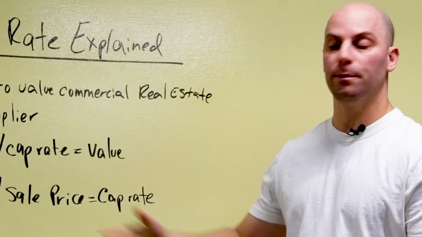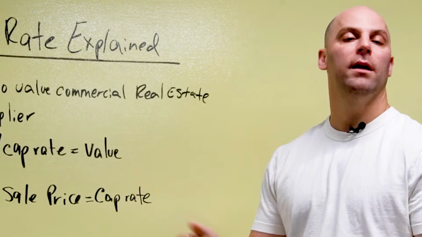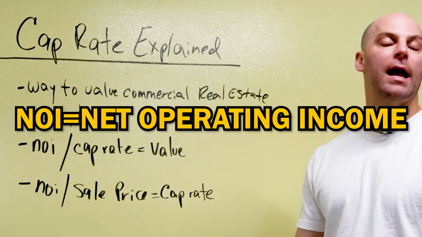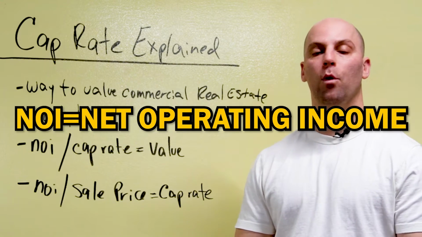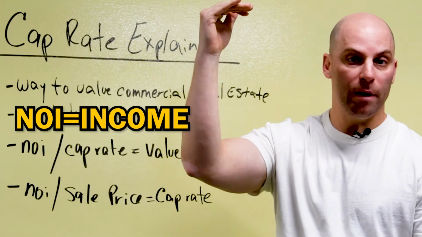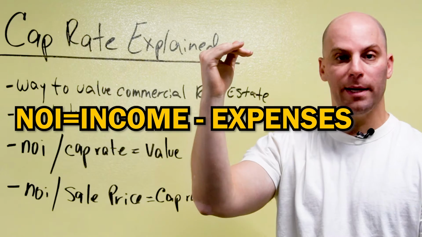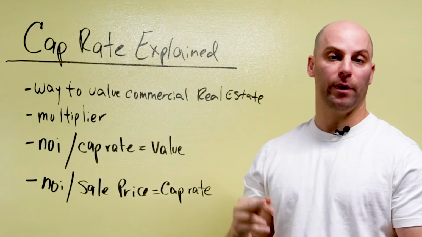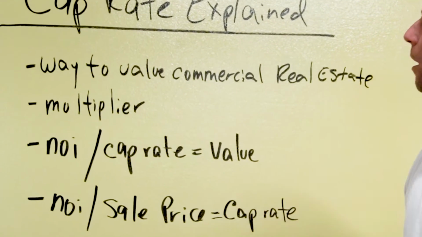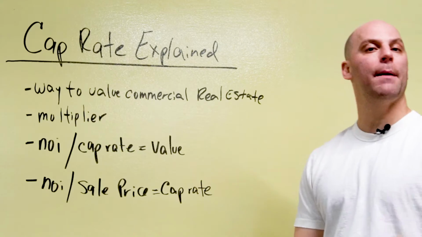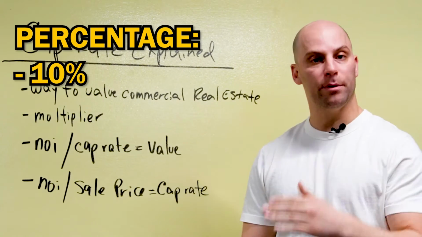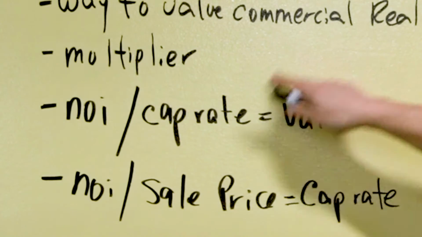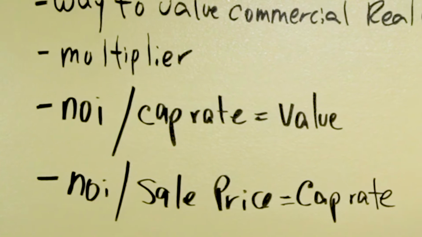Well, what I'm going to do is explain to you exactly the equation of why you need cap rate. So, NOI is the net operating income. Net operating income is extremely simple. All that is, what's the income coming into the property? What are all the expenses, not including the mortgage? That gives your NOI, or net operating income. You take that net operating income and you divide it by the cap rate. The cap rate is typically a percentage, like 10%, 7%, 2%, 15%. You divide it by that, and that gives you essentially what your property is worth.